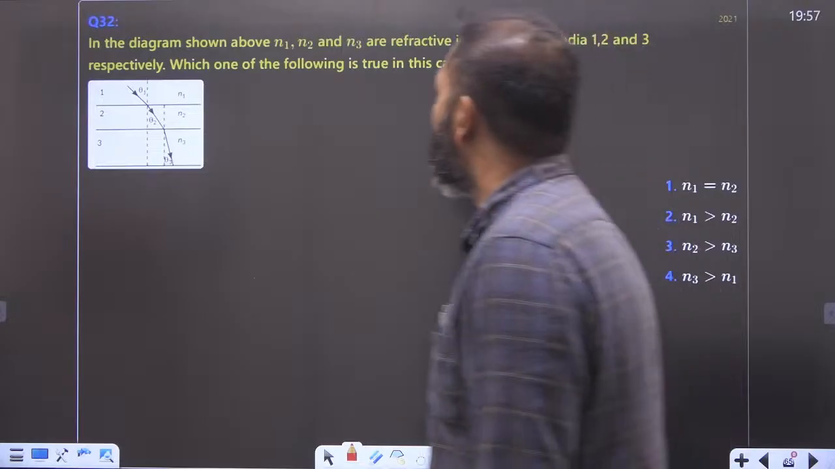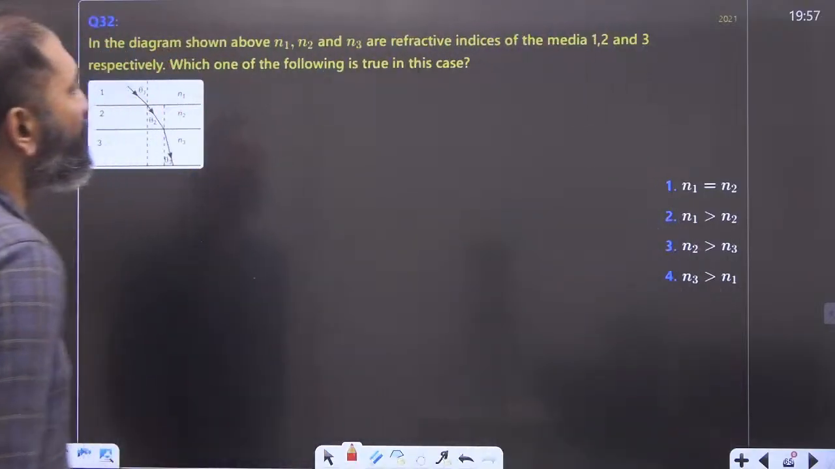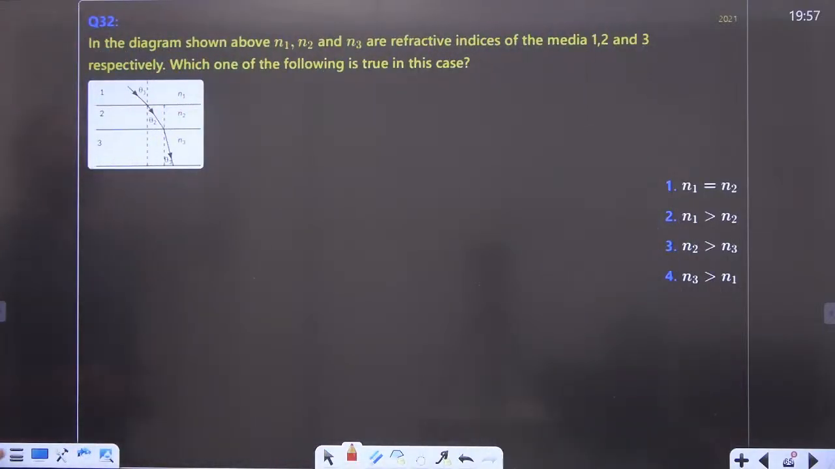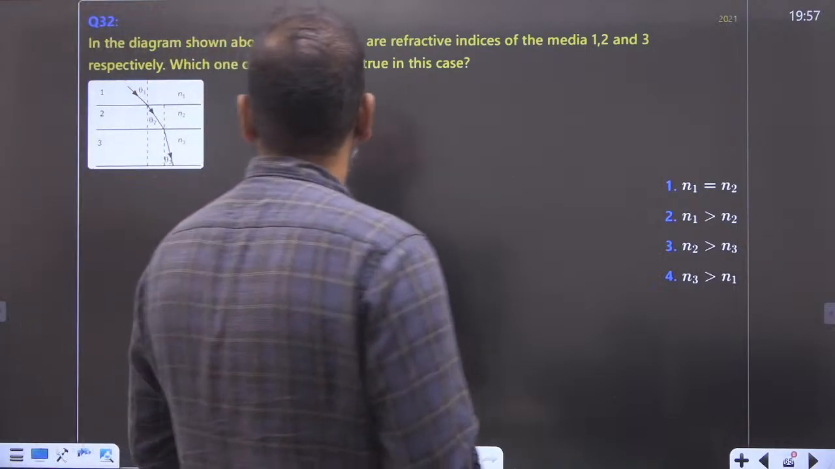In the diagram shown above, n1, n2, n3 are the refractive indices of medium 1, 2 and 3 respectively. Which one of the following is true in this case? Theta 1, theta 2, theta 3. n1 equal to n2.